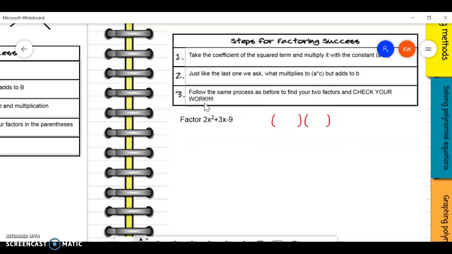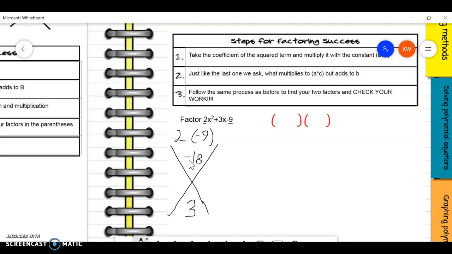First, you're going to want to take a, which is 2, and multiply it times -9. So up top, we are going to deal with what is 2 times -9. And we're asking what equals this product, but adds up to a +3. Sorry, 2 times -9, we know is -18. All right, so now we're asking what multiplies to -18 but adds to 3.